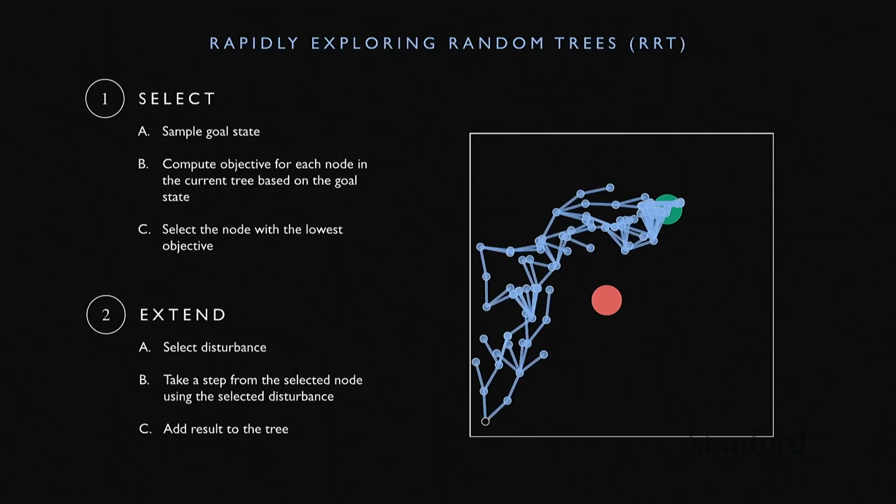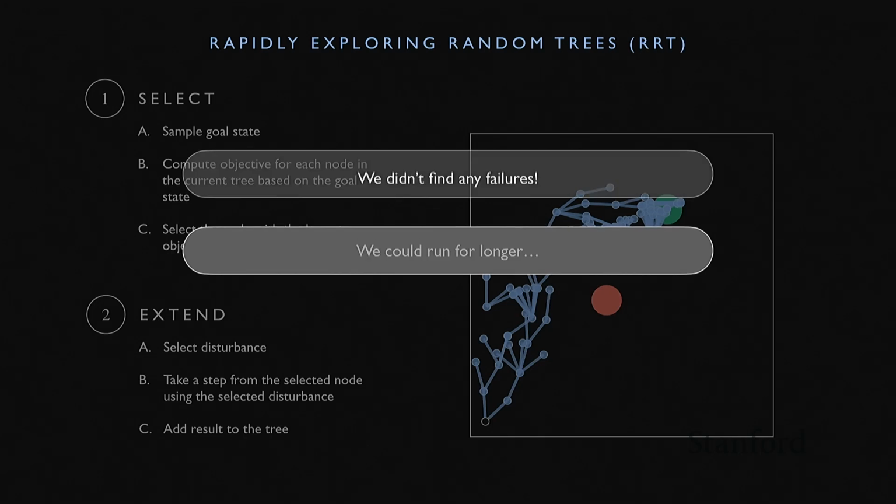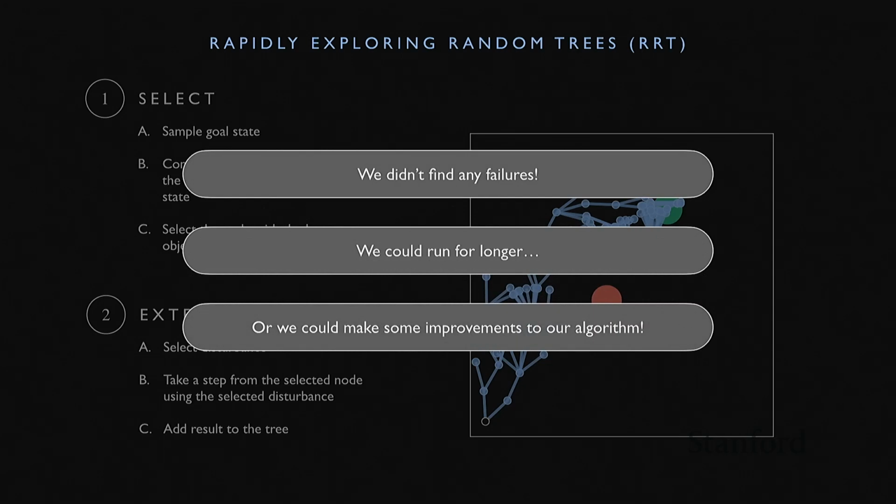But so we did explore the space, but this didn't quite work because we didn't actually find any failures. Like I said, we were just trying to explore the space of possible trajectories as much as possible, in hopes that we might find a failure, but we didn't. So one thing we could do is run this for longer and hope that we do find a failure. But we could probably be a little bit smarter about this, and instead we'll try to make some improvements to our algorithm.